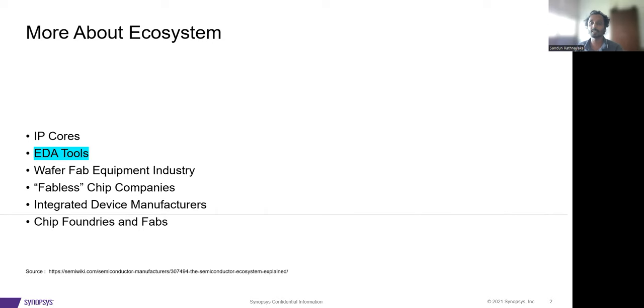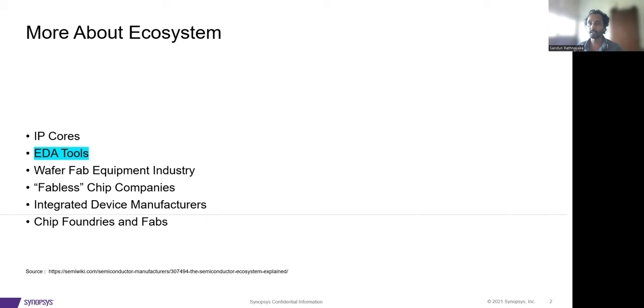These are the electronic design automation companies which provide software tools for the design industry. Like we mentioned, Synopsys is one of the biggest companies. Apart from that, there are a few other key players. Siemens is one such, and Cadence is also such a company. There are a number of small scale companies also, but these three are the biggest players.